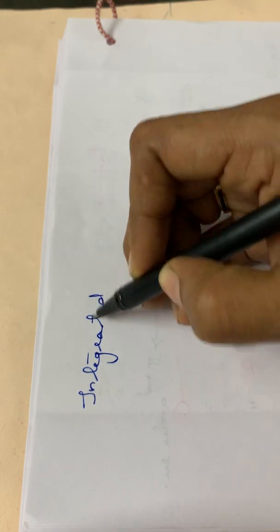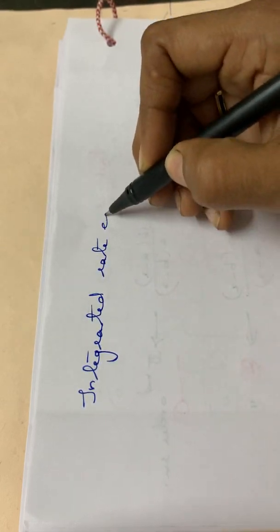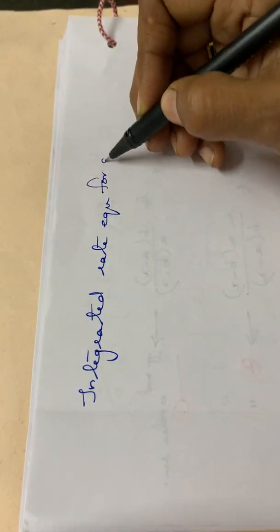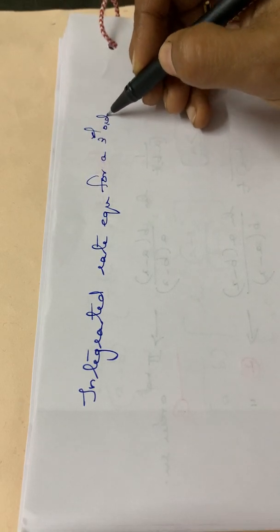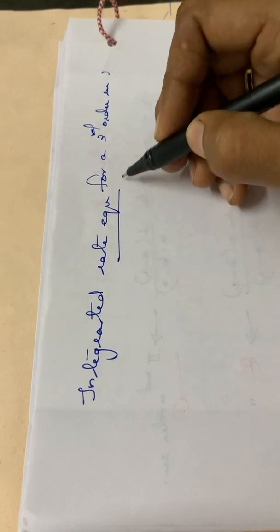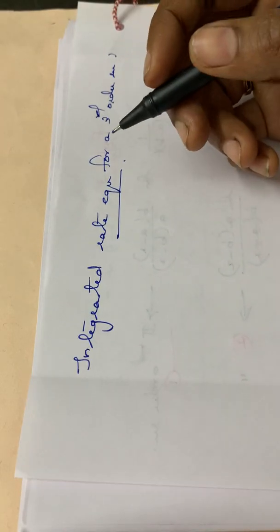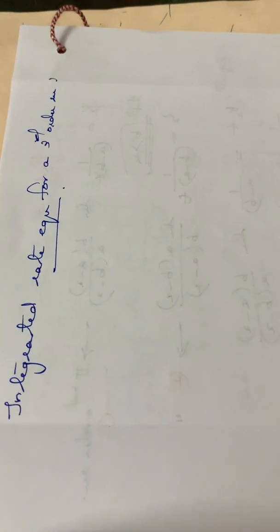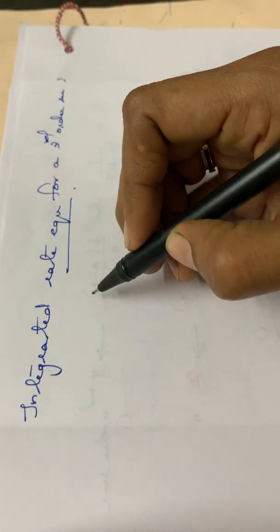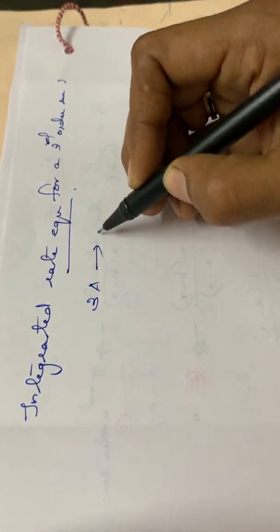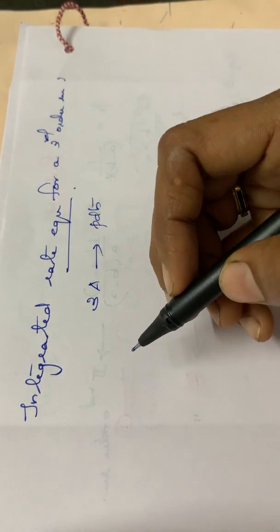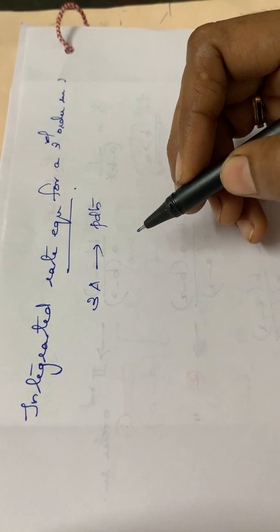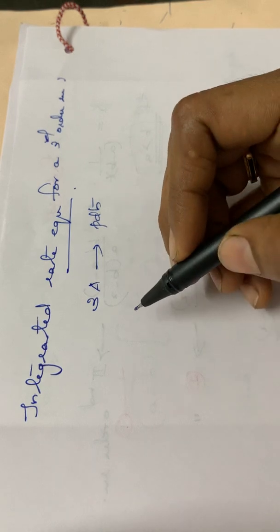Integrated rate equation for a third order reaction. For a third order reaction, normally we will be writing it as 3A giving products, and the derivation is the same as in the two previous cases, isn't it?